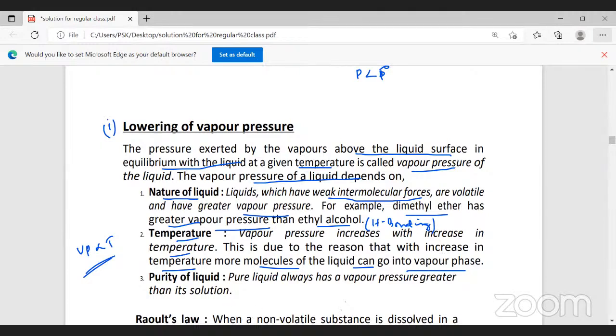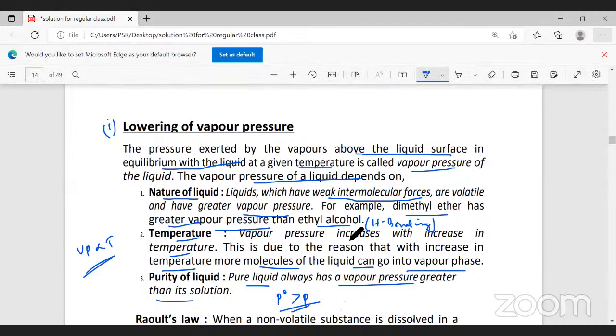That's a natural phenomenon. Next is purity of the liquid. Pure liquid always has vapor pressure greater than its solution. I explained it in the previous slide. I wrote it as P is less than P naught, or we can write that as P naught is greater than P. Both are the same.